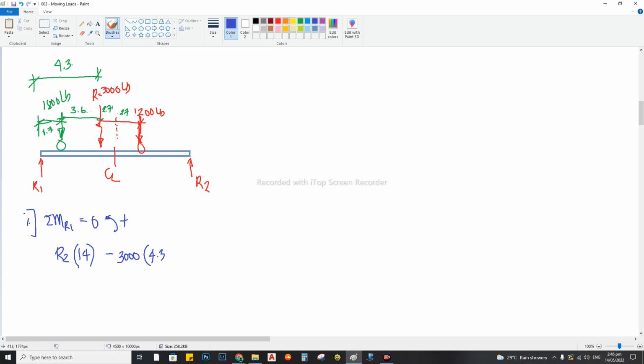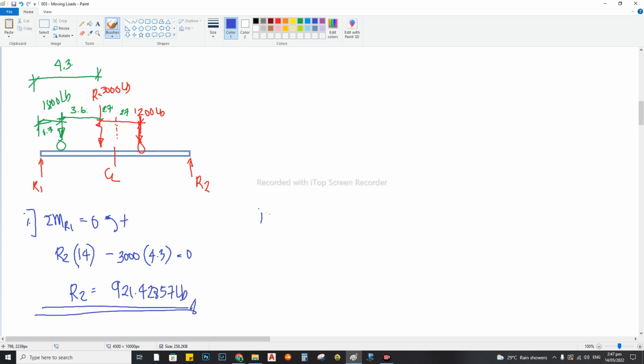Okay. 4.3 is equal to 0. So from there, we can obtain that the reaction 2 is equal to 921.42857 pounds.